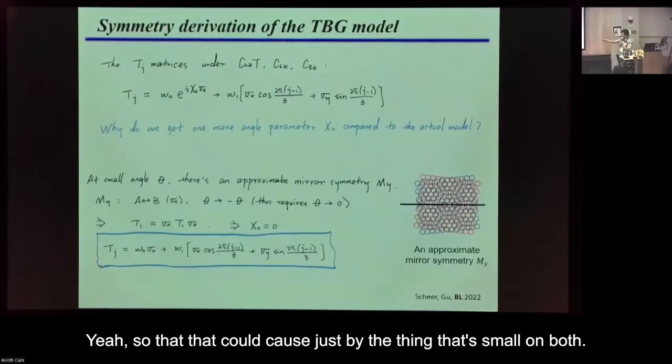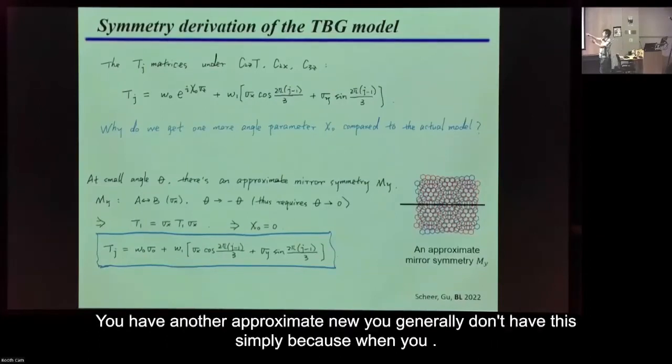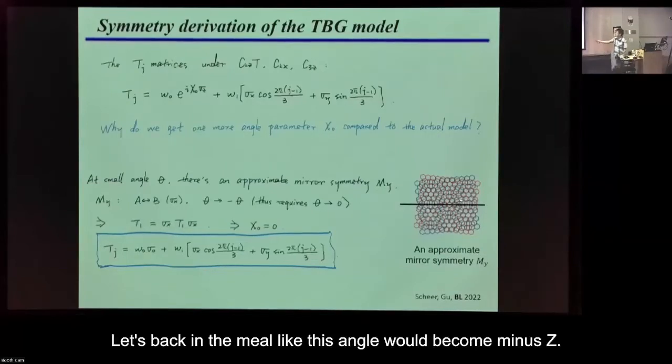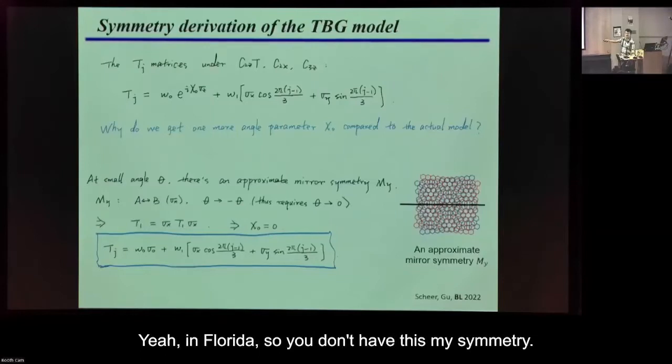That's because just by being at small angles, you have another approximate mirror symmetry, MY. You generally don't have this symmetry because when you do the mirror, so mirror Y is basically fixing the Y axis, so the mirror plane is the X, actually. That could be a little confusing. But by doing the mirror about this axis, my twist angle would become minus theta, because you flip the direction of twist.